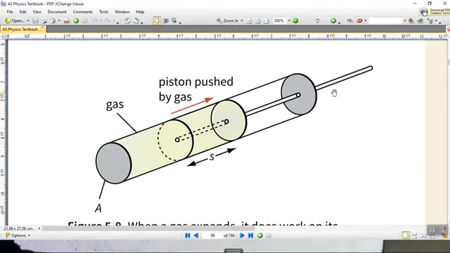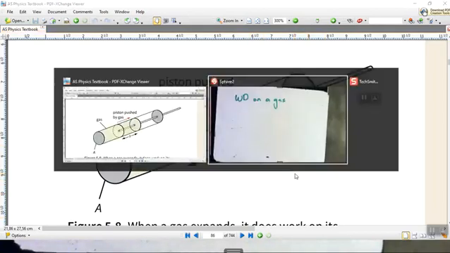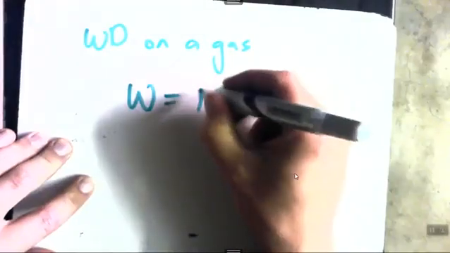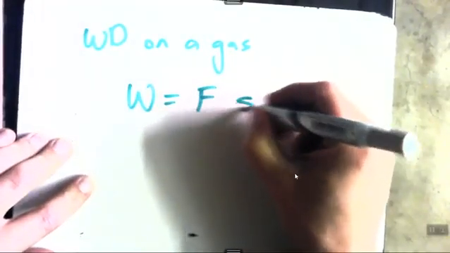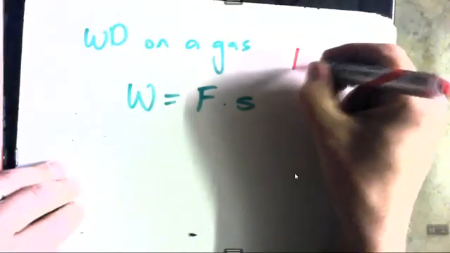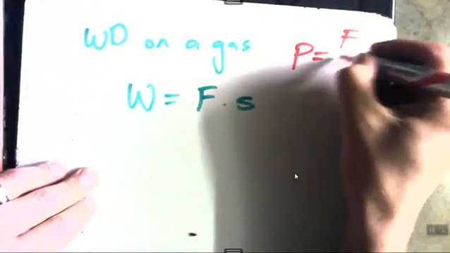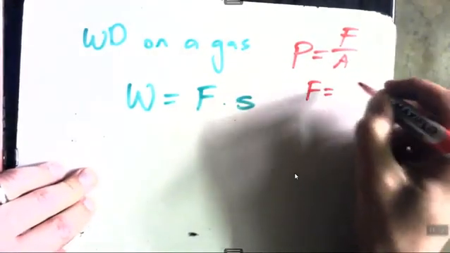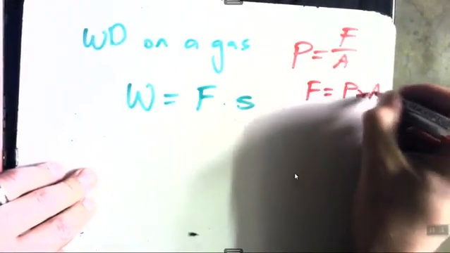a gas. So we have a gas cylinder, a syringe. It's got an area and there's a distance that you push the syringe. Okay, so what does that mean? We know that work done is force times distance. But we know that pressure is force over area. So force is the pressure times the area.